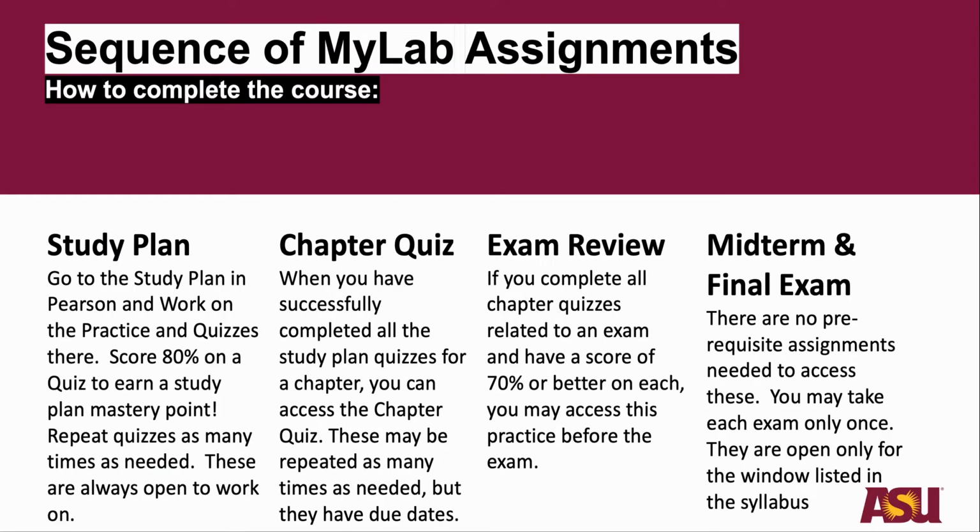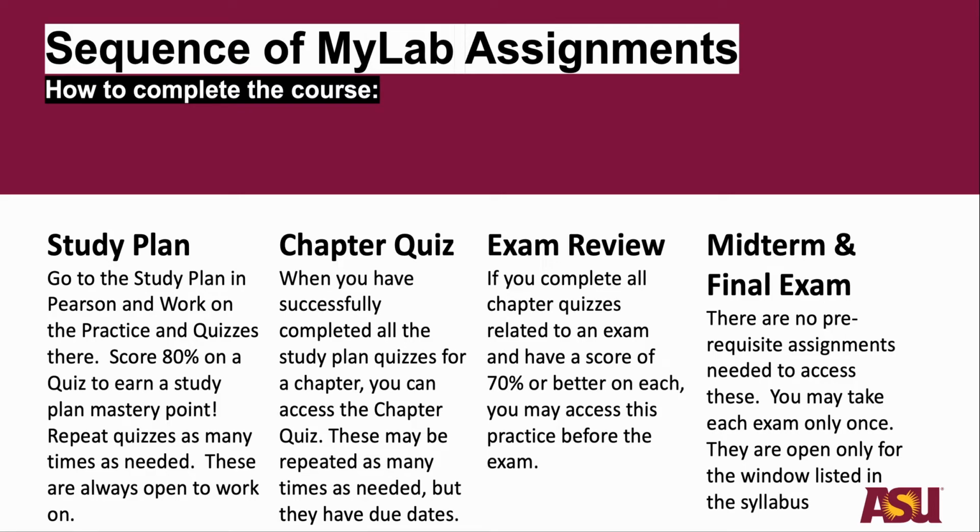The sequence of MyLab assignments that'll help you complete the course start with the study plan. The study plan is the beginning of work within MyLab. So go to the study plan. You'll see there are both practice and quizzes there. If you score an 80% on the quiz, you'll earn a study plan mastery point. Those are the things that you have to have 9 of by essentially the end of this first week. You can repeat these quizzes as many times as needed in order to get that 80%, and they're always open to work on. You can repeat them even after you've passed them.